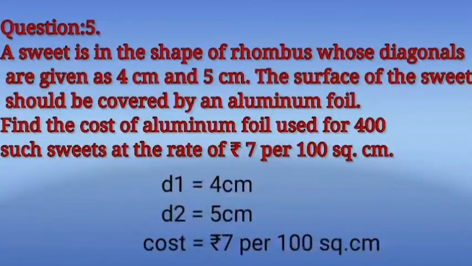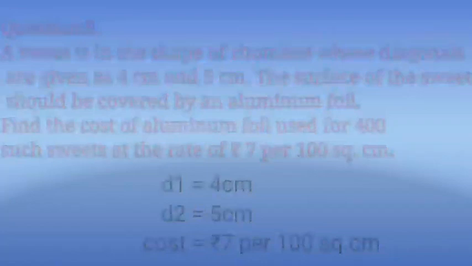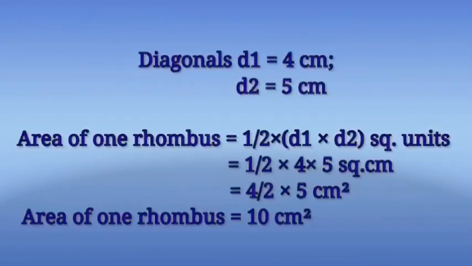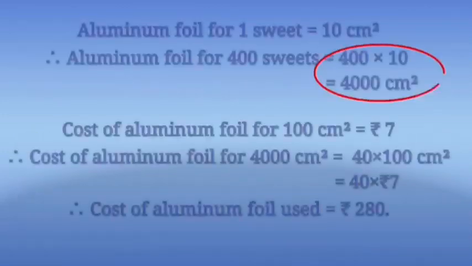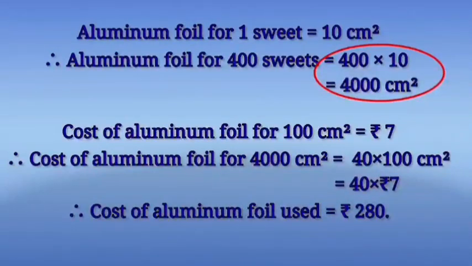Next, question number 5. A sweet is in the shape of a rhombus whose diagonals are given as 4 cm and 5 cm. The surface of the sweet should be covered by an aluminium foil. Find the cost of aluminium foil used for 400 such sweets at the rate of rupees 7 per 100 square centimeter. At first, we have to find the area of the sweet of D1 is equal to 4 cm and D2 is equal to 5 cm and multiply the area 400 times to get the area for 400 sweets, that is equal to 4000 centimeter square.